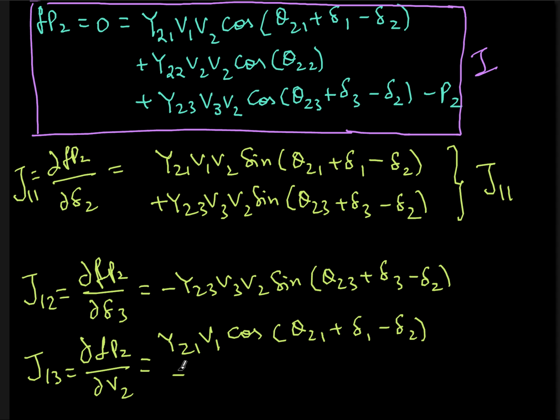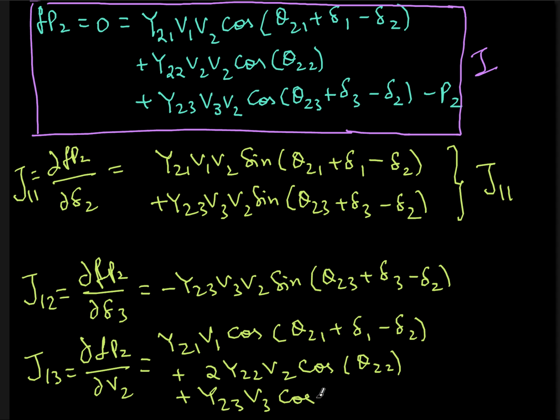So for v2 squared, the differentiation is 2 times y22 times v2, and then cos theta 22 I have. And the third term, I have only one v2, so I'll just write everything without v2. So plus y23 v3 without v2, cos of theta 23 plus delta 3 minus delta 2. And finally, the p2 is a constant, so the differentiation is 0. So I'm not writing it.